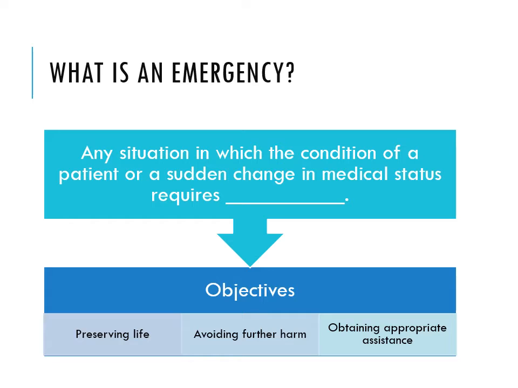So what is an emergency? Any situation in which the condition of a patient or a sudden change in medical status requires immediate action. Okay, that's an emergency. It means we have to act immediately. So what are our overall objectives in an emergency or of first aid in general? Number one, preserving life. Okay, so we want our patient to survive. We want to avoid any further harm to the patient. And then we want to obtain appropriate assistance.